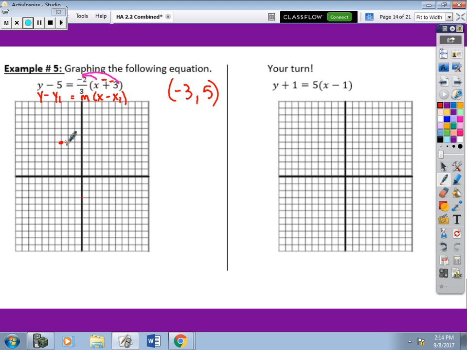Then you can use your slope to move from that point. So down 2 over 3, down 2 over 3.